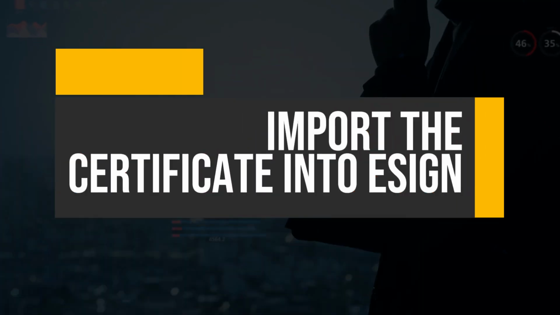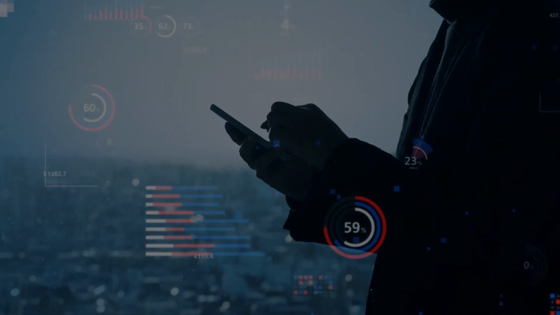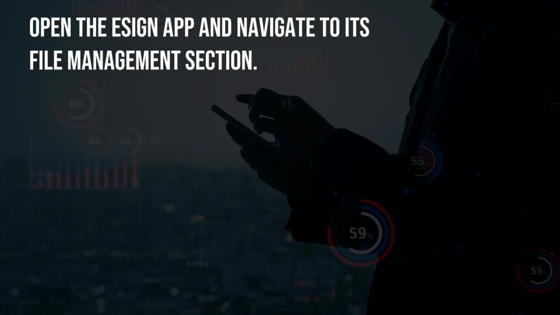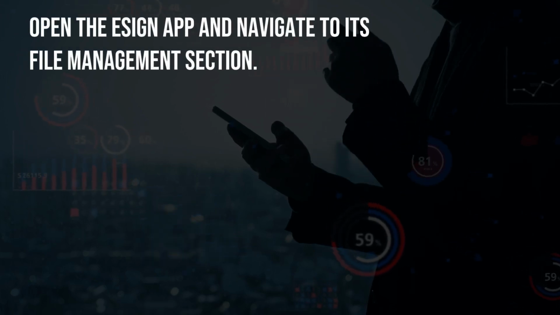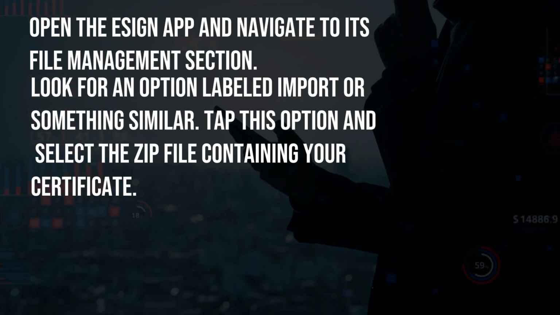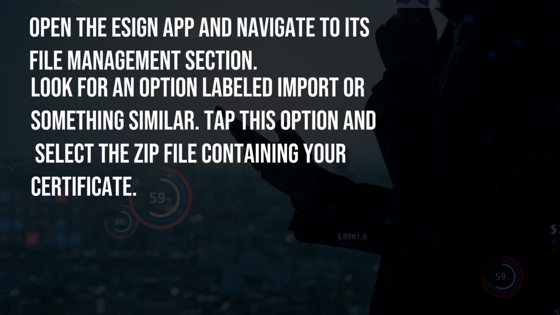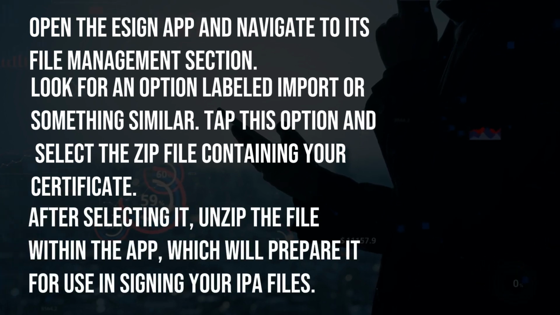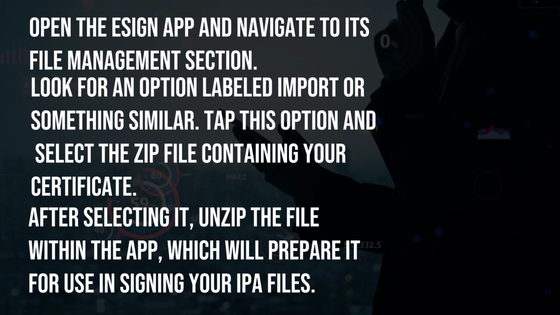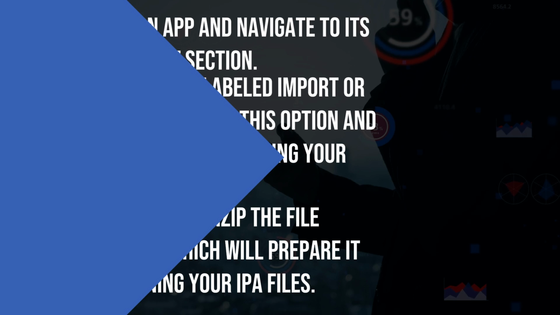Step 4. Import the certificate into eSign. Once you have downloaded the eSign certificate, open the eSign app and navigate to its file management section. Look for an option labeled Import or something similar. Tap this option and select the zip file containing your certificate. After selecting it, unzip the file within the app, which will prepare it for use in signing your IPA files.